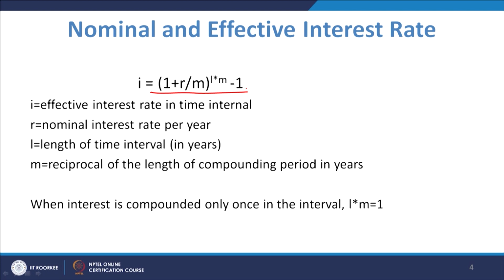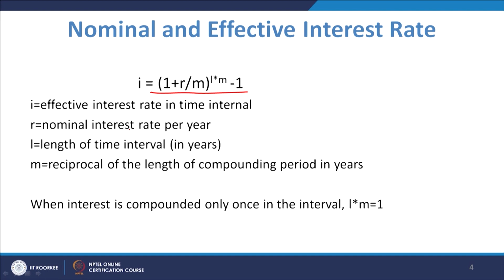Now, what are the terms here? This r is the nominal interest rate per year. So, that is what we discussed, like 16% compounded semi-annually. In the whole year, whatever effective interest you find, you multiply by the number of times of compounding, and that becomes your nominal interest rate value. So, that will be your nominal interest rate per year.